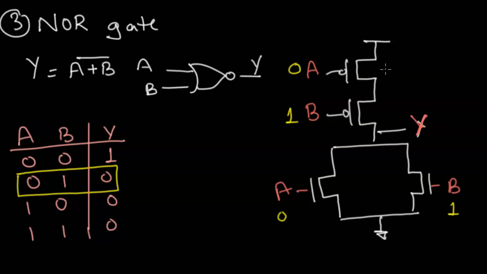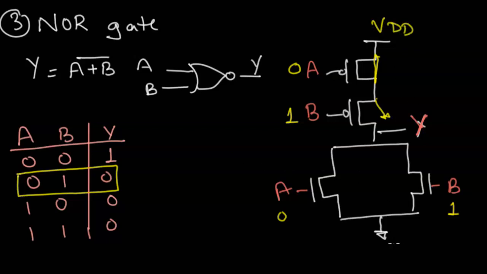So we know that the PMOS is turned on when the input is 0. So we have a direct path over here. However, the PMOS is turned off in this condition when the B is 1, hence it's open. The switch is open. That means there is no direct path connection between the VDD and Y.